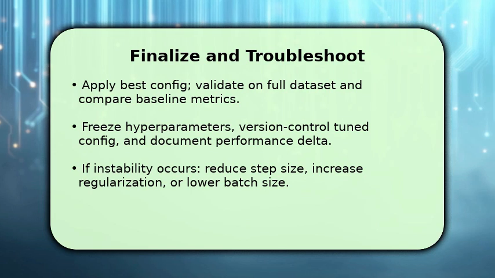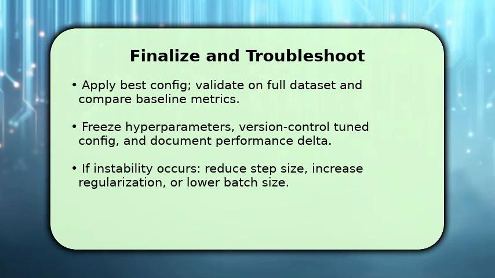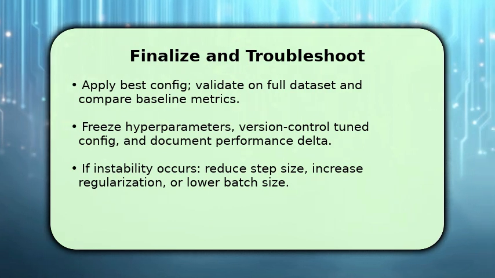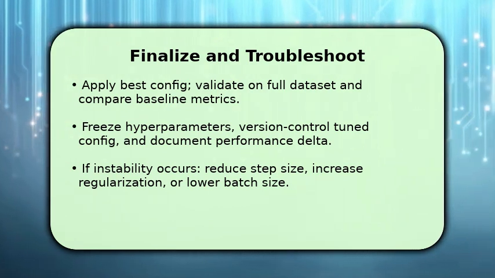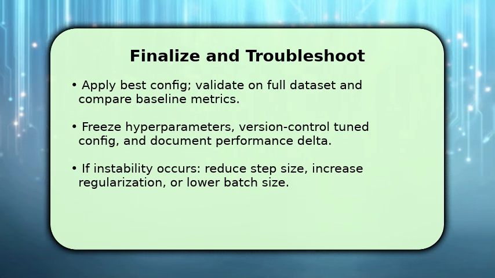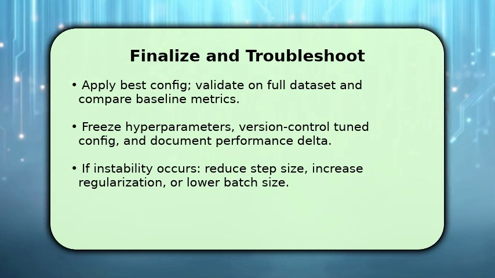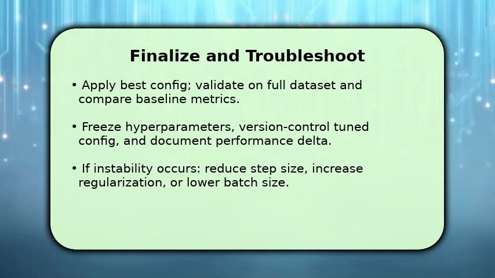If you encounter instability or divergence, a key troubleshooting tip: reduce learning rate or step size, increase regularization, or lower batch size to stabilize training. Also rerun the small sample check to confirm the issue is reproducible before full-scale rollout.